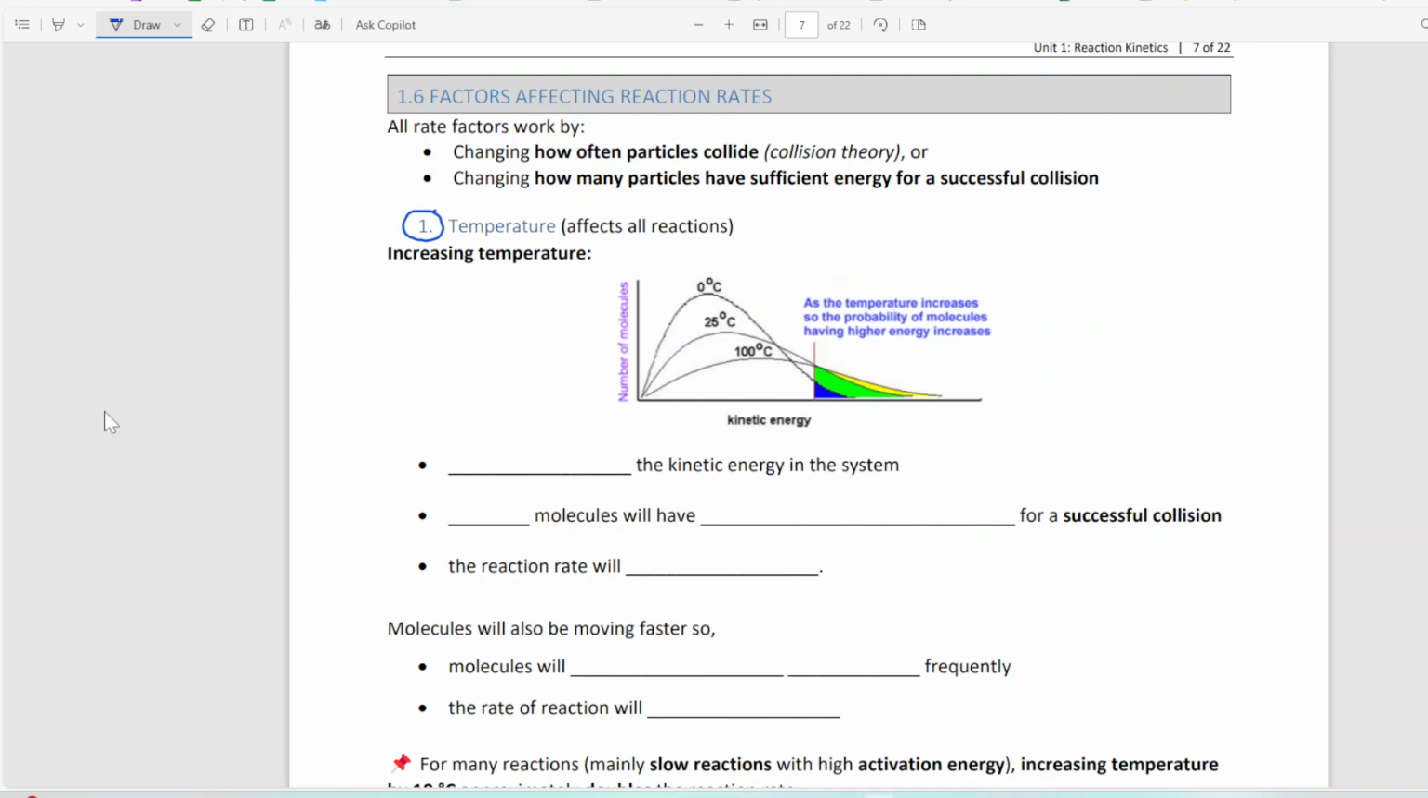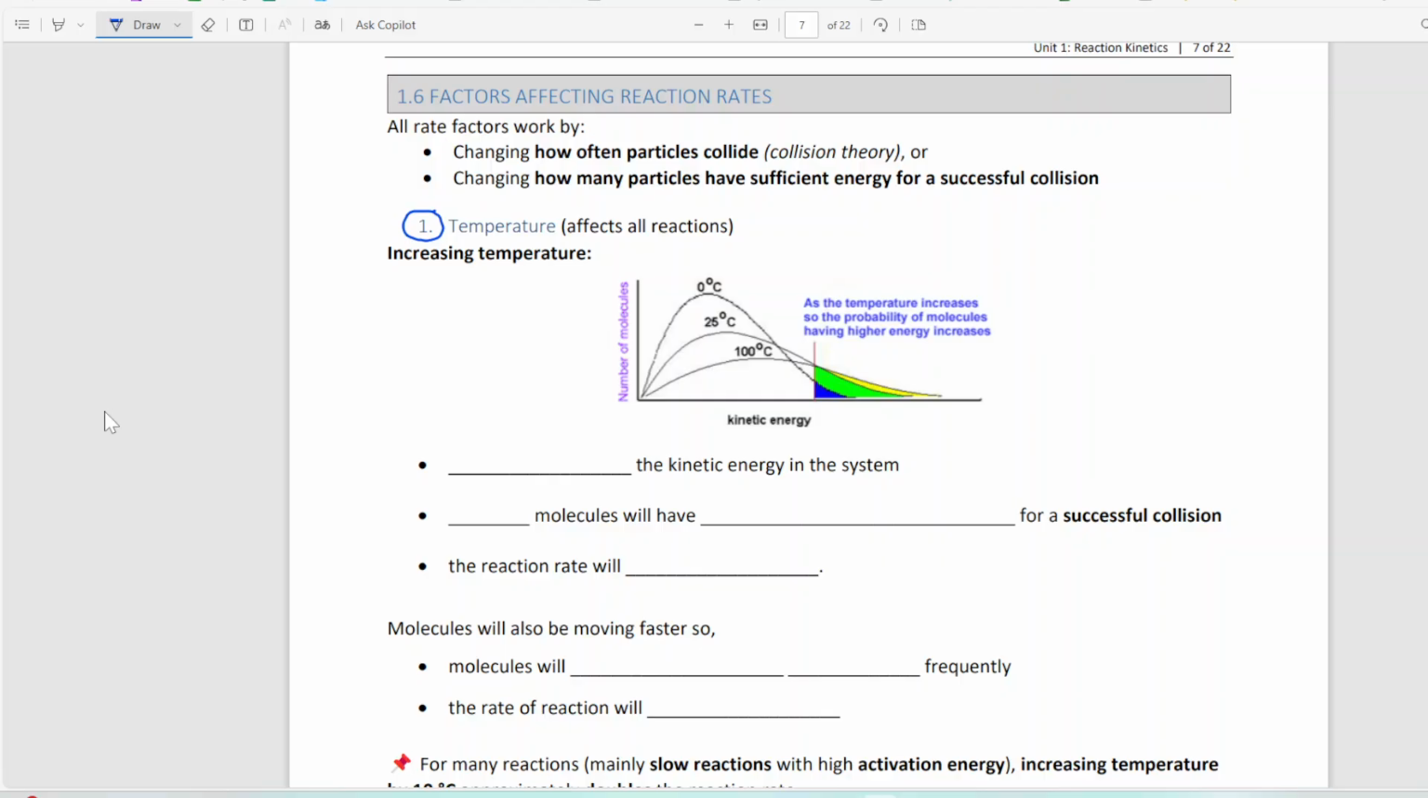So the first factor that we're going to look at is temperature. Now, temperature is an easy one. If they ever ask you, how do you increase reaction rate? Your answer is increase the temperature. Why? Because when you increase the temperature, you increase the average kinetic energy of the molecules. So think about when you raise the temperature of something, molecules move faster. They contain more kinetic energy.